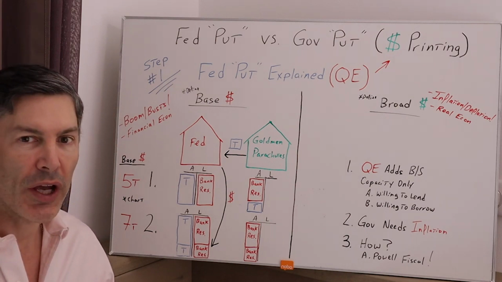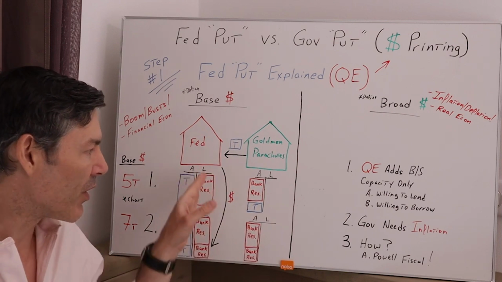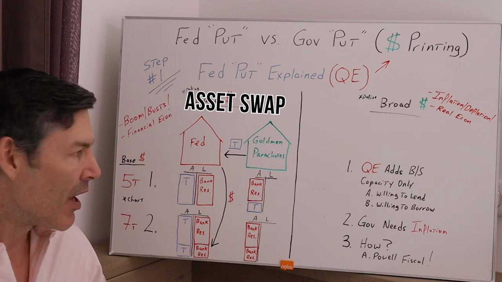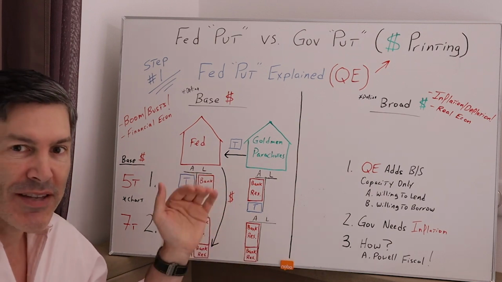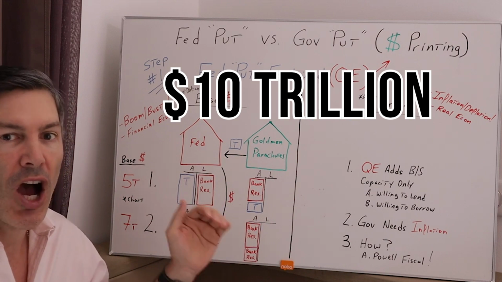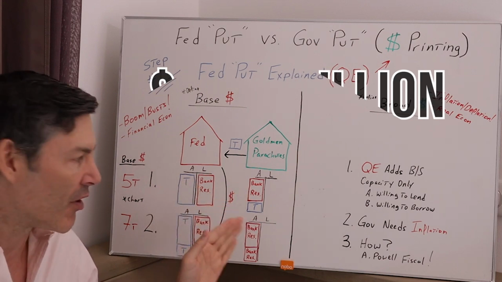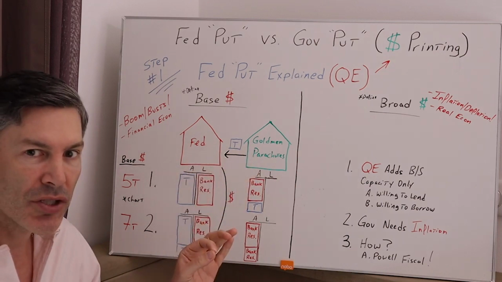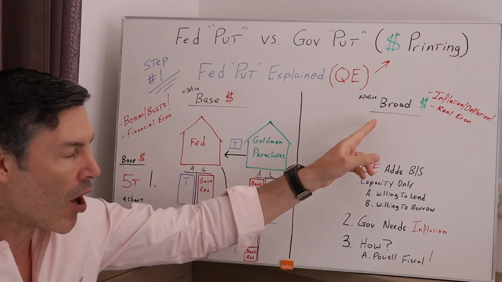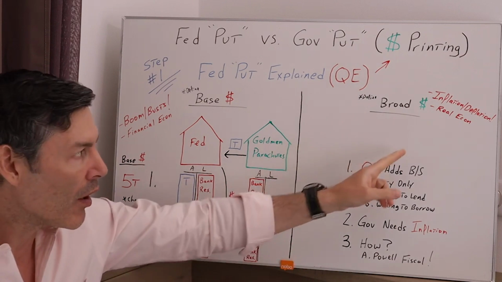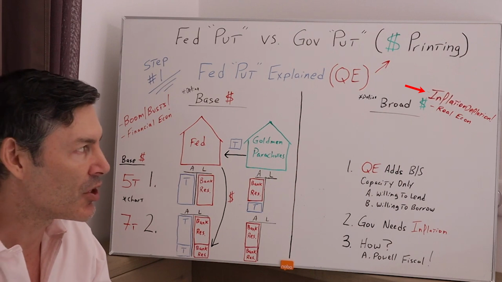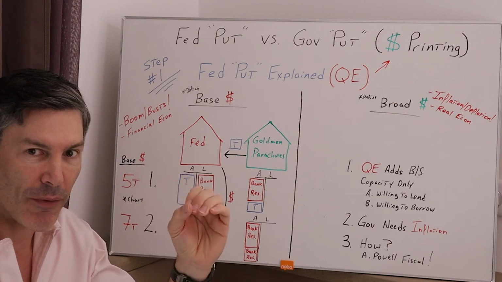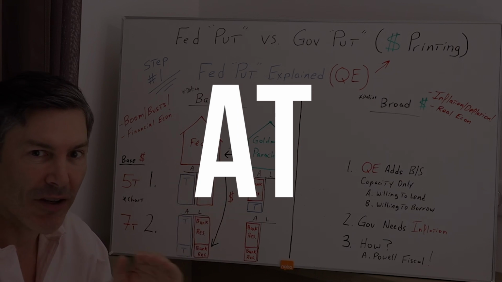Now it's time for a quick quiz. If this is all that happens, this asset swap between the primary dealer banks and the Fed, and they print $7 trillion, $10 trillion, $100 trillion of base money, and this is all that happens, how much does this affect the broad money supply, or how much does this affect inflation or deflation? Hopefully you answered 0. It doesn't affect it at all.